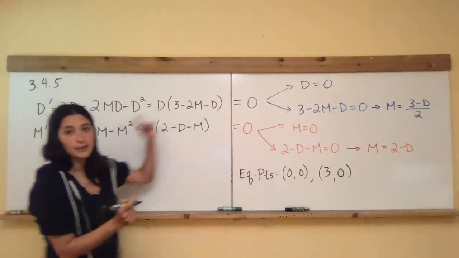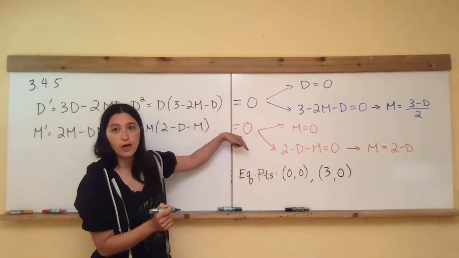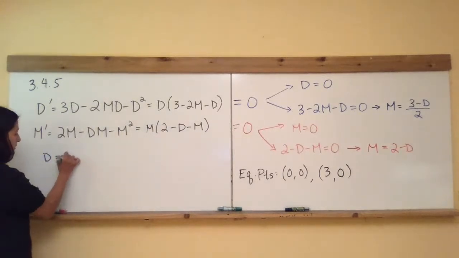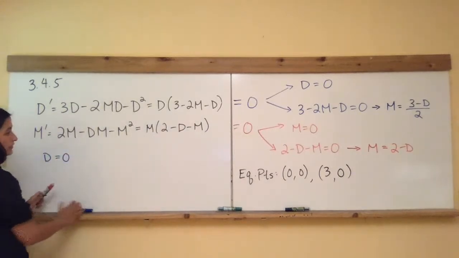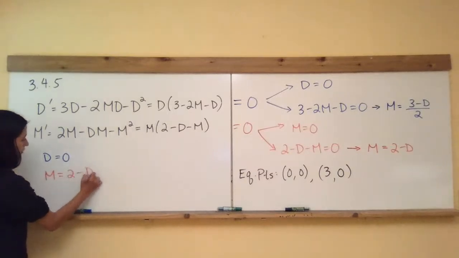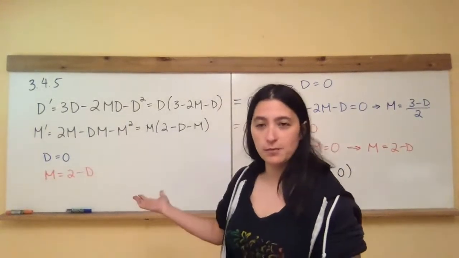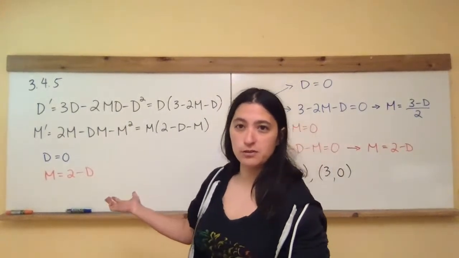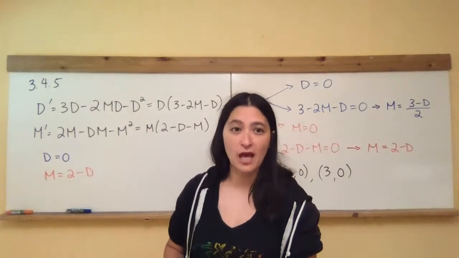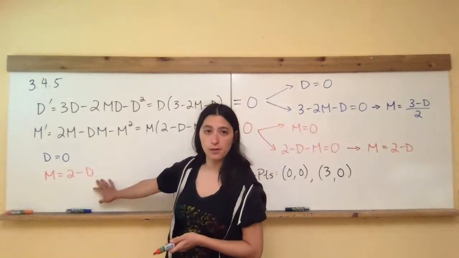So like I was saying, I'm going to choose to go up for the blue and down for the red. I haven't chosen that one yet. If I go up for the blue, I'm going to get D is equal to 0. And if I go down for the red, I'm going to get M is equal to 2 minus D. Okay. Now, can anybody tell me the equilibrium point that results from solving these two things simultaneously? This is a little bit simpler than the last one because the non-zero nullcline has a simpler form.